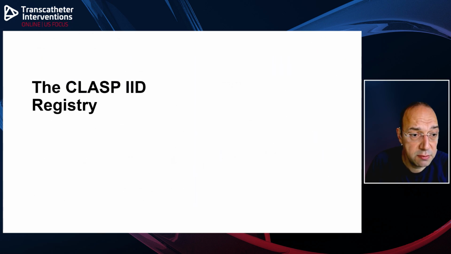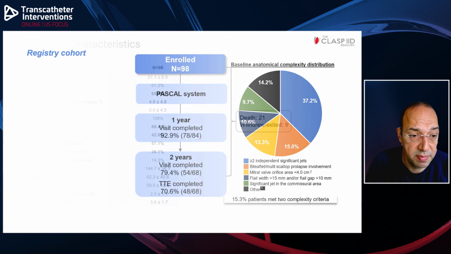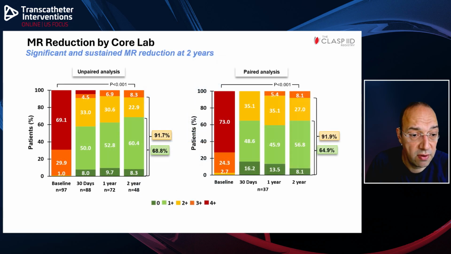Now, if we switch a little bit to the registry, we will see the registry included all of those complex patients. It was probably a slightly sicker cohort than the randomized arm, and they were followed again to 2 years. You'll see that the reduction to MR 2+ or less is also achieved with high prevalence, over 90%, similar to what we've seen in the randomized arm. However, the 1+ or less, as expected in the more complex anatomy, was achieved in 67, 68%, a little bit lower than the randomized arm, as indicative of the complex anatomy.